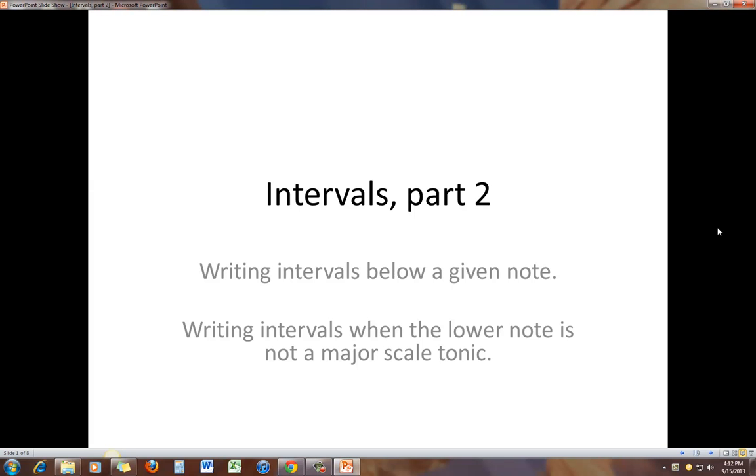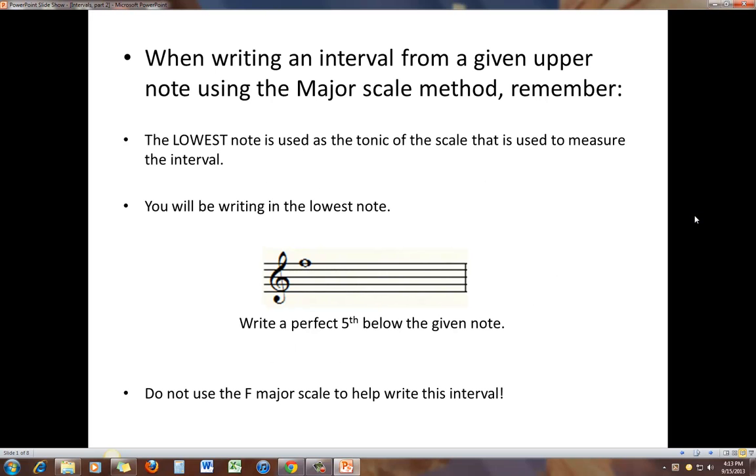This is the second of 3 videos which are going to discuss intervals. In this installment we'll be talking about some more complex situations, writing intervals below a given note and writing intervals when the lower note is not a major scale tonic.